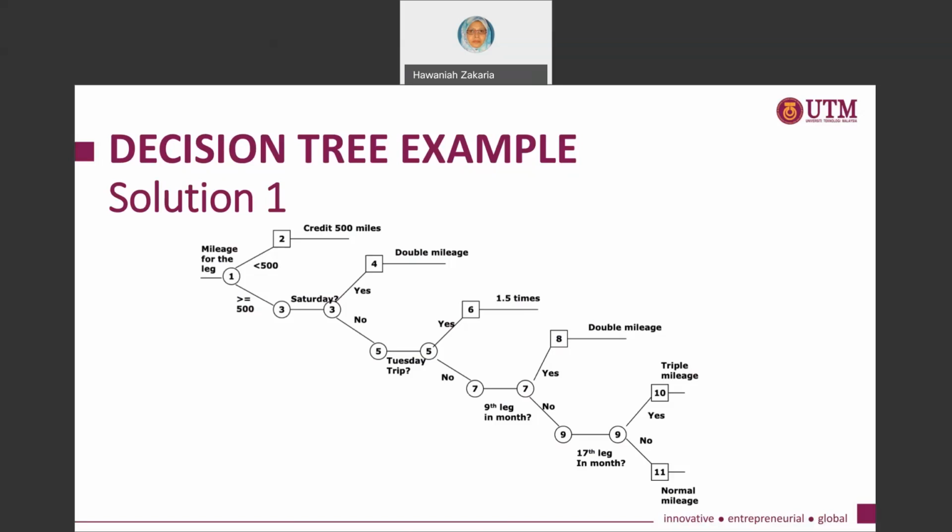Is it a 9th leg in the month? If yes, double the mileage. If no, is it a 7th leg, and so on. So you can see that the problem here has several conditions. The decision making is more complex. It has so many conditions, so many actions to be taken depending on the sequence of conditions.